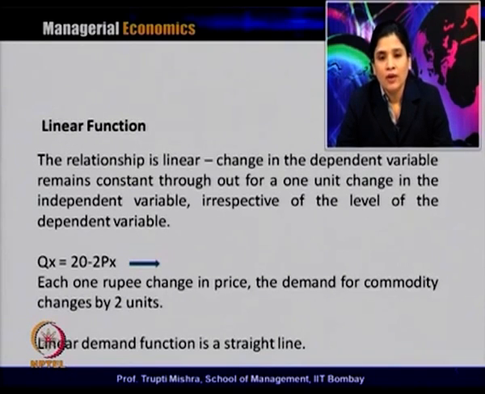What does it signify? Each 1 rupee change in price, the demand for the commodity changes by 2 units, because if you look at the second term of this functional form, there is minus 2 Px. When you represent it graphically, the linear demand function is always a straight line, because the change in the dependent variable remains constant for a 1 unit change in the independent variable.